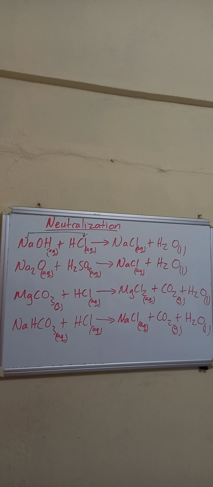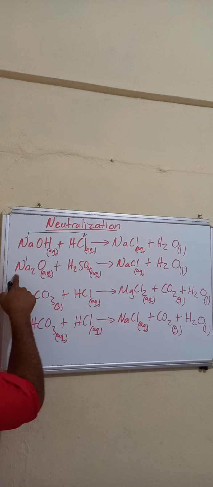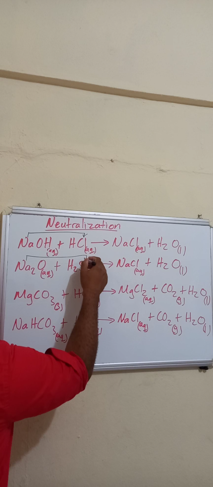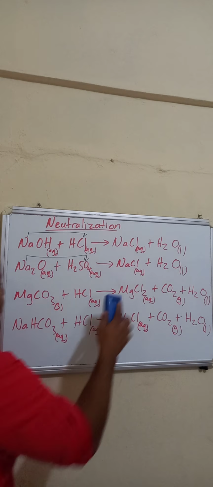For this one, when you have the metal oxide, right? So it was metal hydroxide. Now it's the metal oxide, and the next acid, the same thing will happen. The positive ion of the metal oxide combines with the negative ion of the acid.